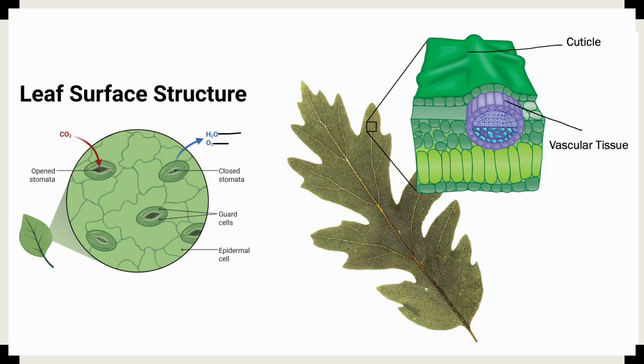We can also see here that there is a waxy coating on the surface that we call a cuticle. And again, this just helps to keep moisture in so that the plant doesn't dry out.